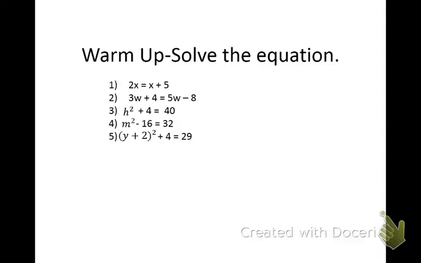Here are the answers you should have gotten. Number 1 was 5. 2 was 6. 3 was 6. 4 was 4 radical 3. And 5 was -7, 3. Any of those you want to see? Any questions on the warm-up problems?